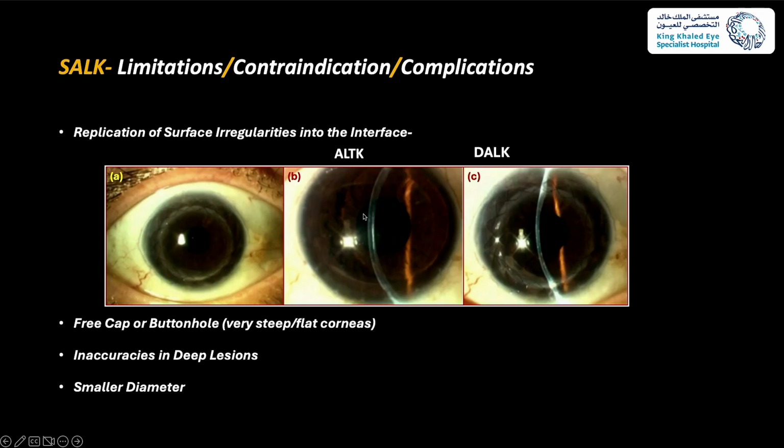Here, the posterior surface of the graft is irregular, or the posterior surface here of the stroma is irregular. So the surgeon elected to remove the ALTK and do DALK, and the patient improved in vision. The other problems are very steep corneas where you will end up with a free cap or buttonhole, or inaccuracies in deep lesions, and you're limited to a small diameter with the microkeratome. Many studies showed that ALTK has been shown to improve the visual outcome in comparison to manual ALK.